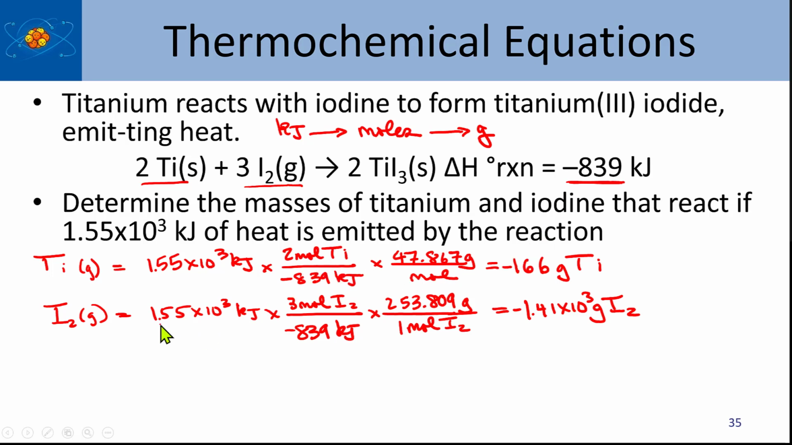Okay, same calculation for iodine. The only differences are that there are 3 moles of iodine and its molar mass is much higher. So you end up with almost 10 times as much iodine in terms of mass. 1.41 times 10 to the third grams of iodine get used in this reaction. And like I said, if people ask you for this, on a quiz or whatever, don't include the negative signs with these masses. But that actually comes out of the calculation. So that's what that means. That's how much gets used up.